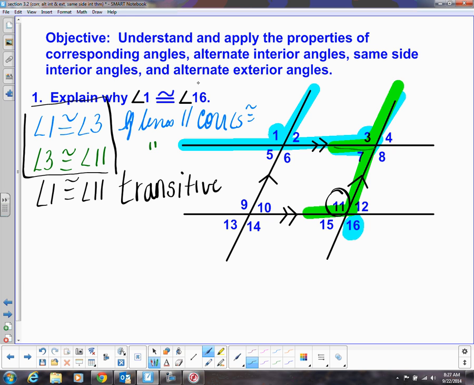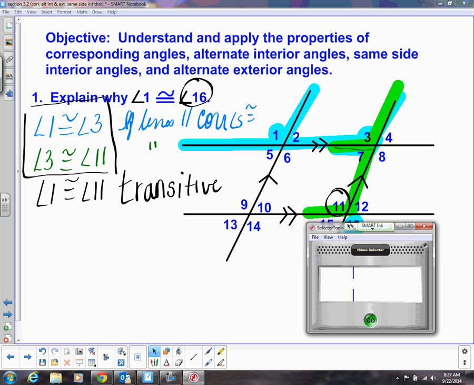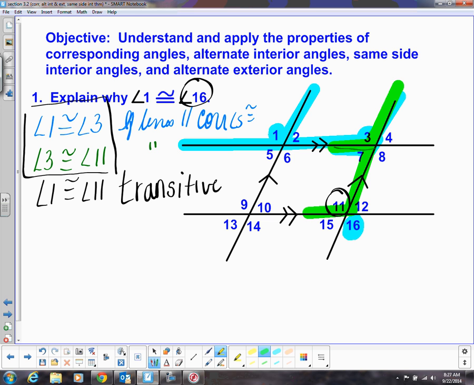Where are we headed? 16. There is a relationship between 11 and 16. Bryce, what would that relationship be? Let me trace the sides. Here's 11, and there's 16. You know, it's more than a T. It's an X. What angles form an X?